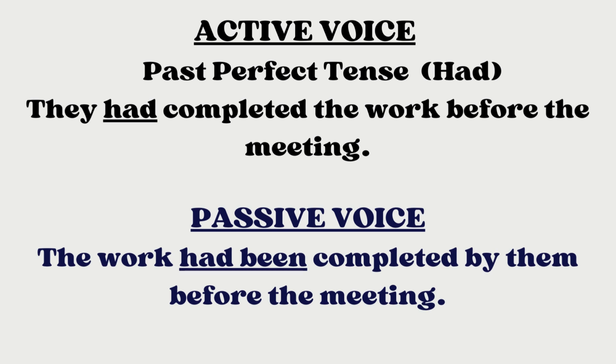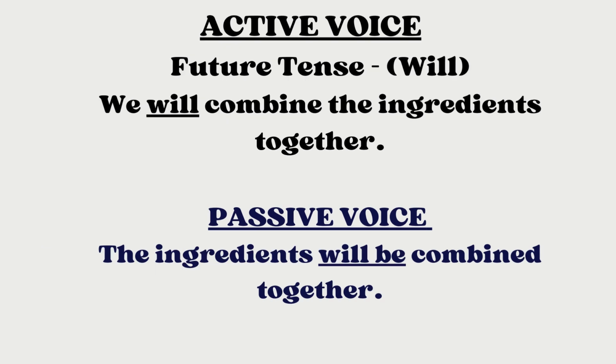When converting this into the passive form, we need to use the auxiliary verb been before the main verb. So the sentence in the passive voice would be, the work had been completed by them before the meeting. Now let's take a look at the future tense. To construct the future tense, we make use of the verb will. Here is an example. We will combine the ingredients together.